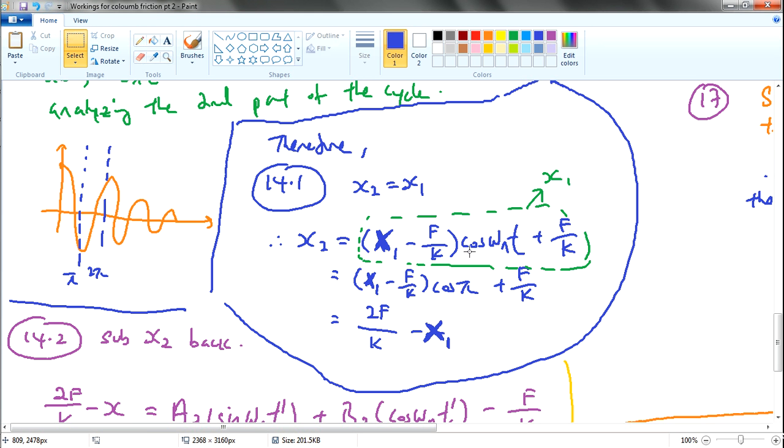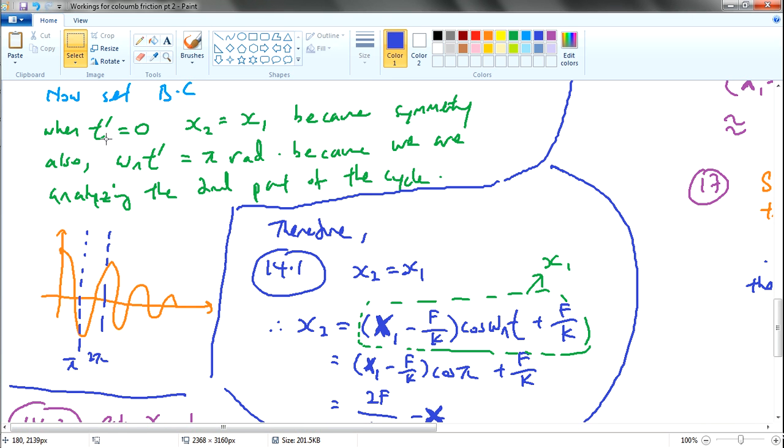So you just simplify it, and then, oh yeah, omega n t prime is equal to pi radian. As shown here, our t prime, we are starting from here. Therefore, in terms of the whole system, we can say that this is pi, and therefore everything becomes cosine pi.